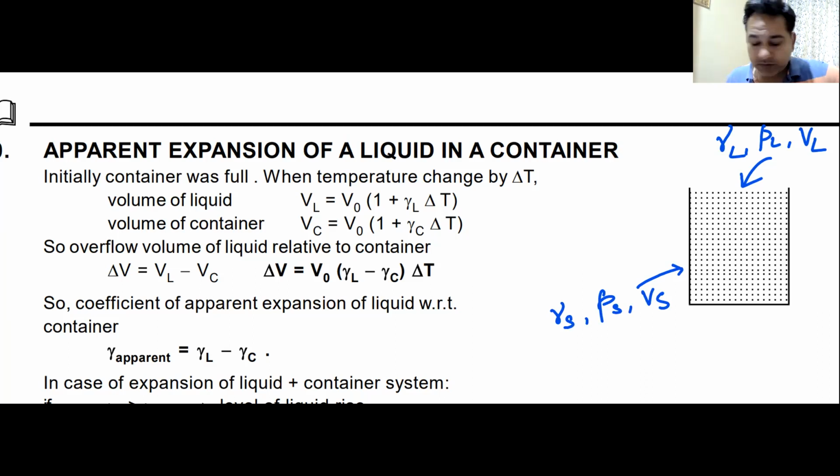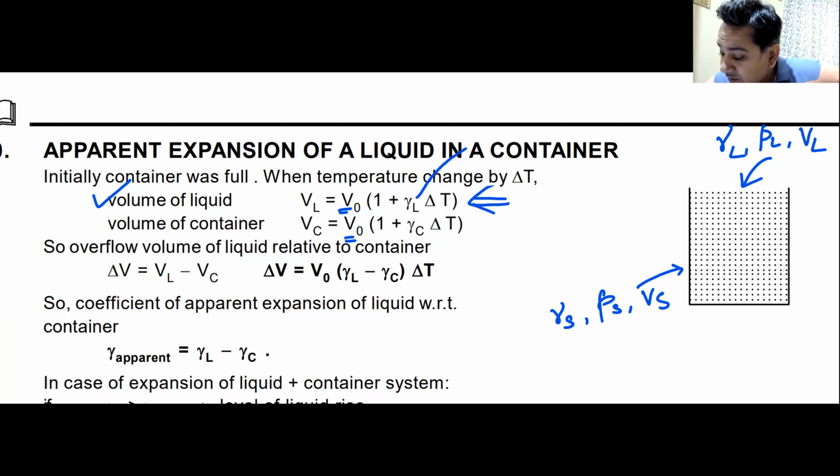Okay. Now, here we have assumed that both the volumes are equal. That means this liquid is completely filled up till the top. Yes or no? Yes, sir. When I change the temperature by delta theta, the volume of the liquid changes. This is the actual volume of the liquid when the temperature changes by delta theta or delta T. We understand this? Yes, sir.